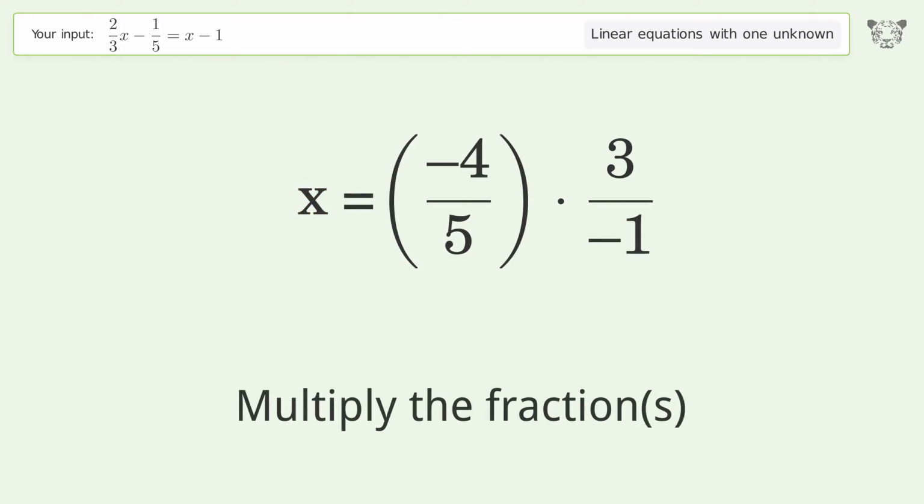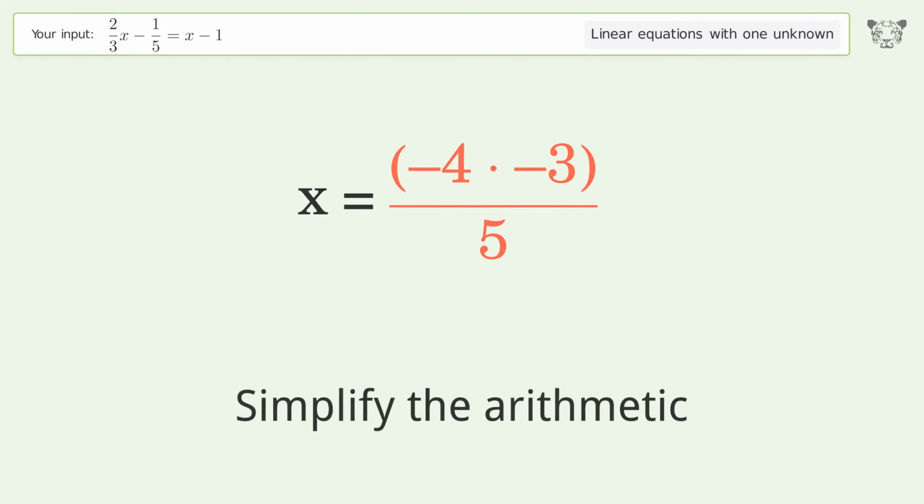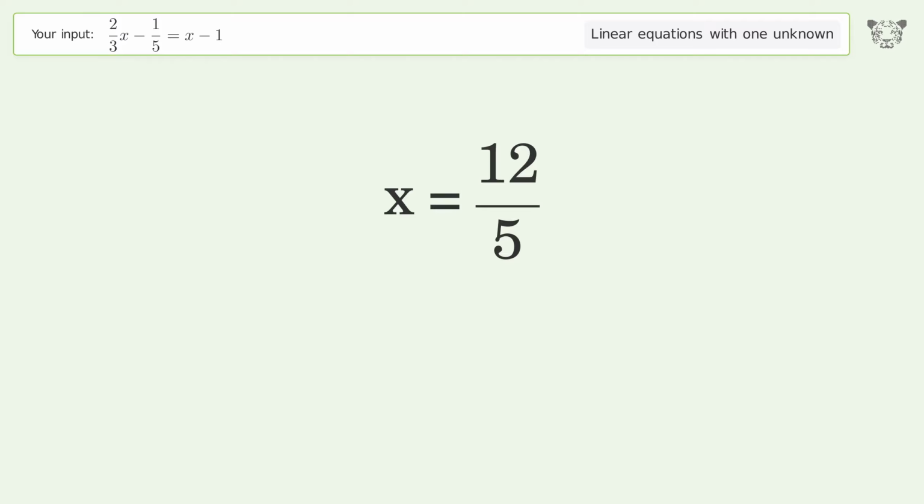Multiply the fractions. Simplify the arithmetic. And so the final result is x equals 12 over 5.